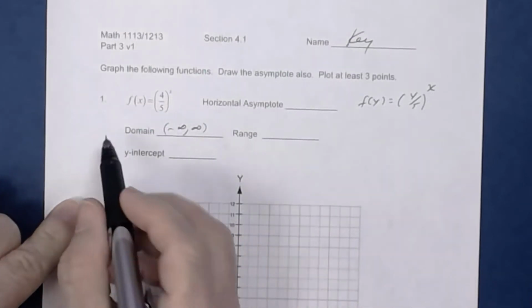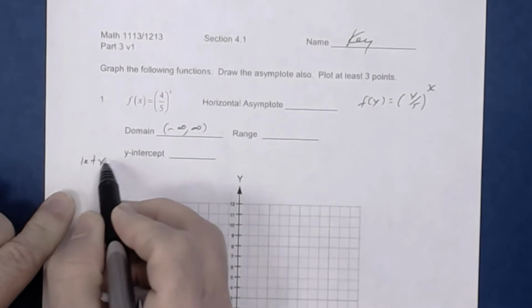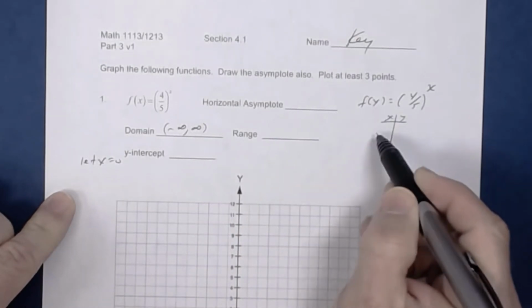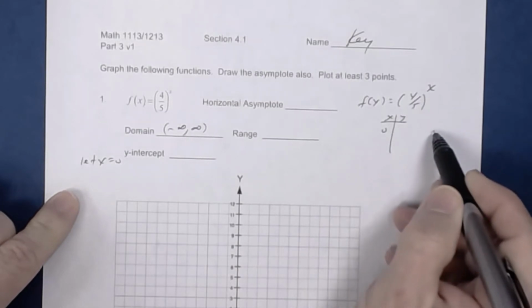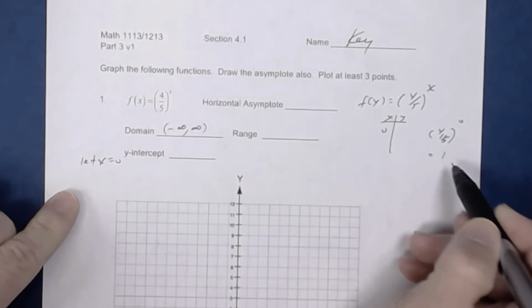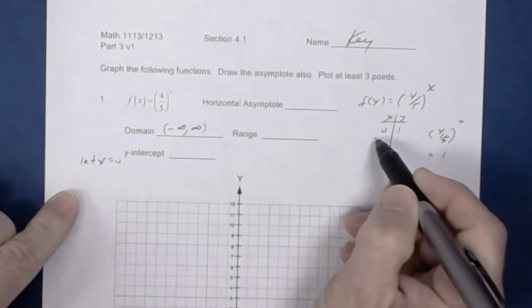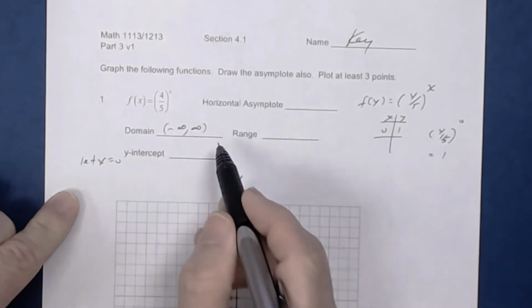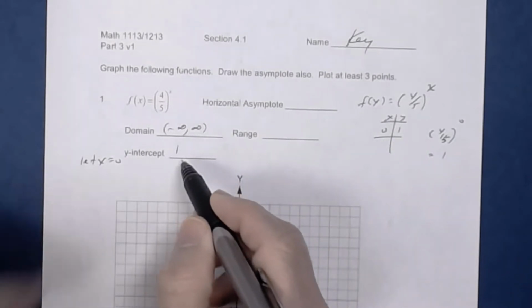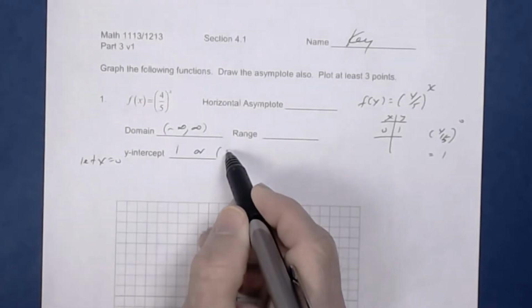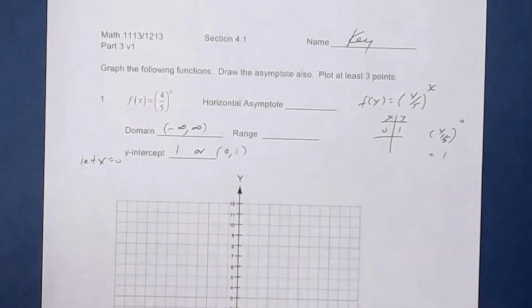Now the y-intercept: since the domain is all real numbers, an exponential function will always have a y-intercept. And remember, to find the y-intercept, you let x equal 0. So if I use a t-table and let x equal 0, I get 4/5 to the 0 power, which is 1, right? So I get the point 0, 1. My y-intercept, so the graph's going to cross the y-axis at a y value of 1, or as an ordered pair, 0, 1.